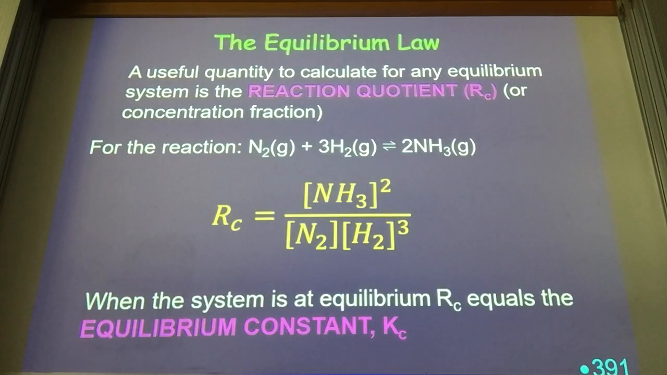Now, if the system is at equilibrium, the value of this reaction quotient equals the equilibrium constant, a constant for that reaction at a particular temperature. And 99% of the time, we're going to be looking at these systems, calculating these values for a system at equilibrium. So I'll be calling these the equilibrium constant expressions much more often than I'll be calling them the reaction quotients.